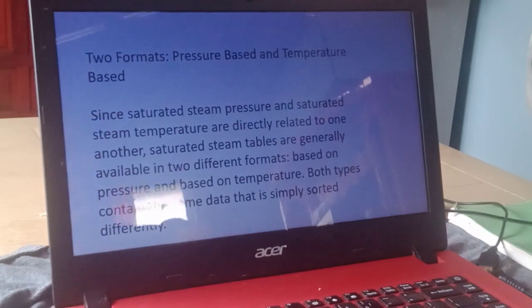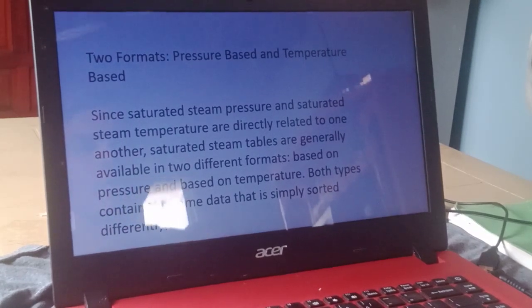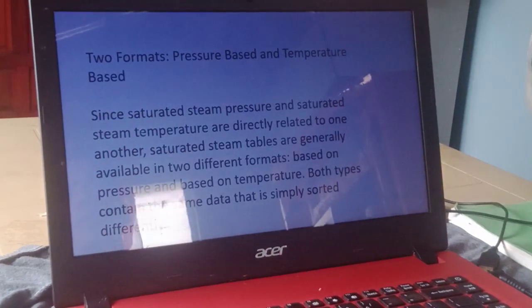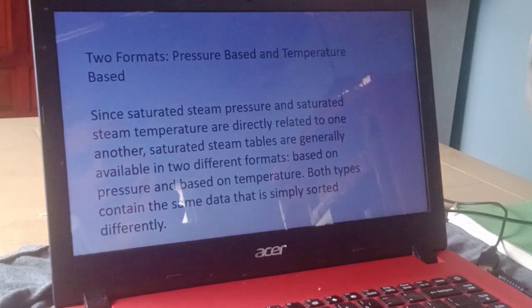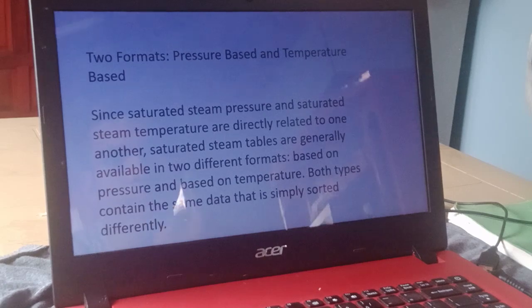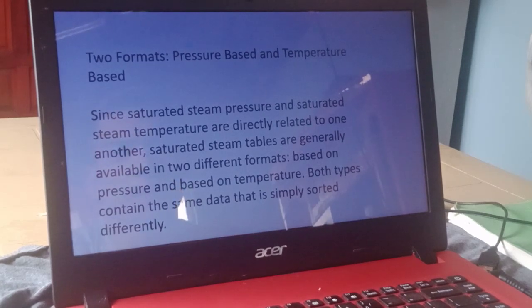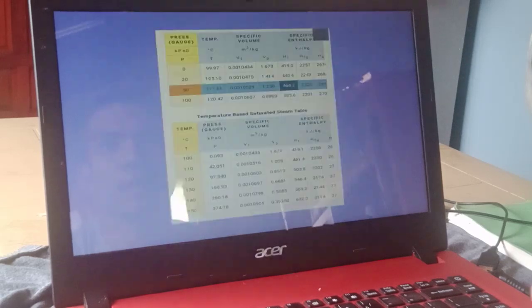Two formats, pressure-based and temperature-based. Since saturated steam pressure and saturated steam temperature are directly related to one another, saturated steam tables are generally available in two different formats, based on the pressure and based on the temperature. Both types contain the same data that is simply sorted differently.